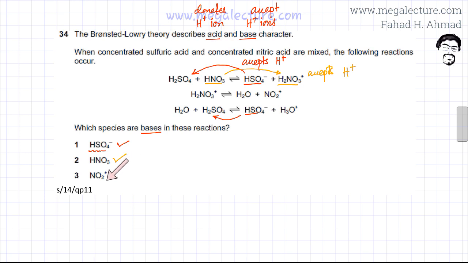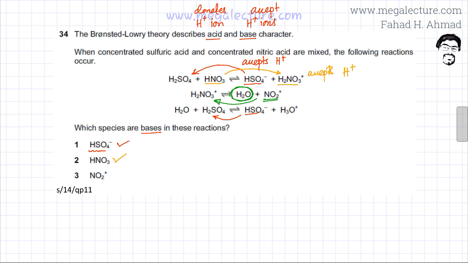Moving to the third option, which is NO2 plus. Let's find out where NO2 plus is. There's only one place where NO2 plus appears, and that place is over here. Again it's a reversible reaction, so let's look at the reaction in the backward direction. NO2 plus gets converted into H2NO3 plus. Now if you look carefully, NO2 plus is gaining an H2O molecule. Remember, gaining an H2O molecule is not the same as gaining an H plus 1 ion.